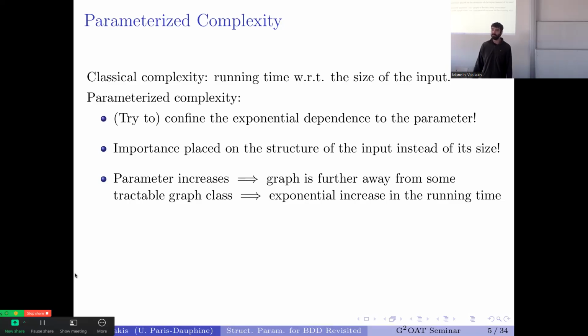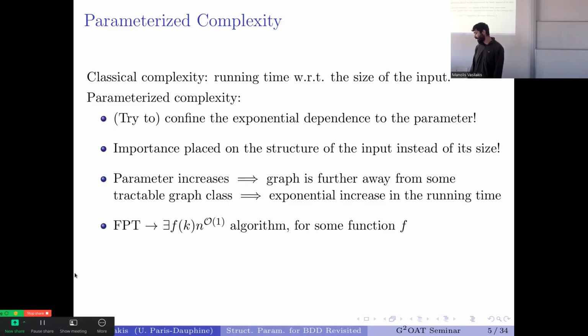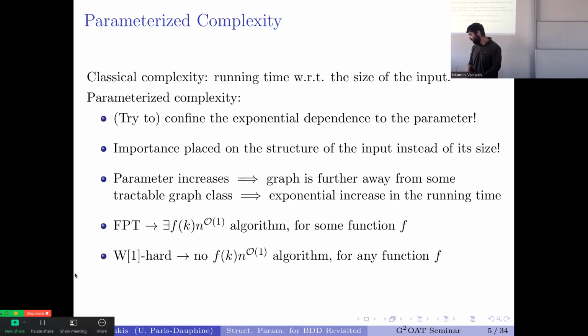Because every graph is at some distance from a tractable case, the exponentiality comes from this distance exactly. We will say that the algorithm is FPT for a given parameter when we have such a running time. If we do not have such a running time, then our problem will be said to be W1 hard. So it's not that we do not have such a running time, it's that we believe that we do not have such a running time.